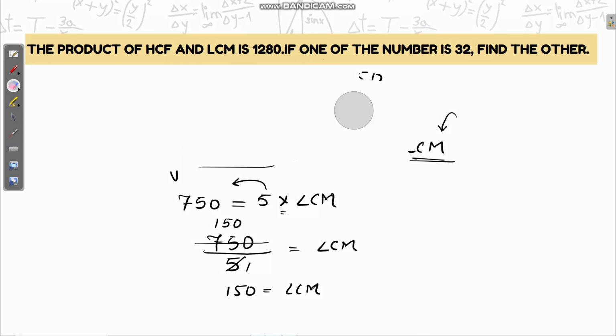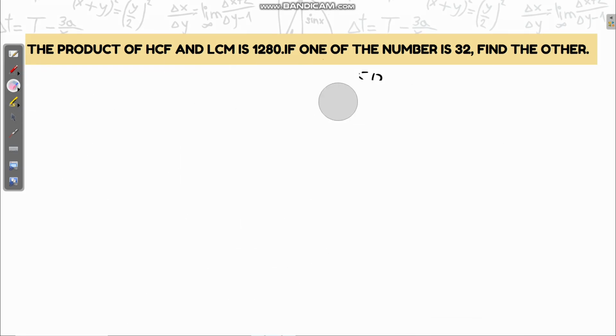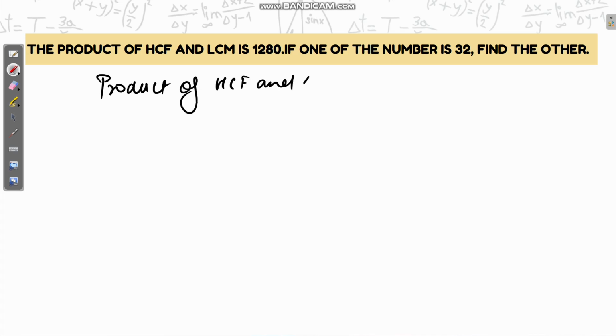The product of HCF and LCM is given to us, and one of the numbers is given to us, that is 32. We have to find the other one. The product of HCF and LCM is 1280, so I'll just write that down. Out of the two numbers, one number is 32, and we have to find the second number.